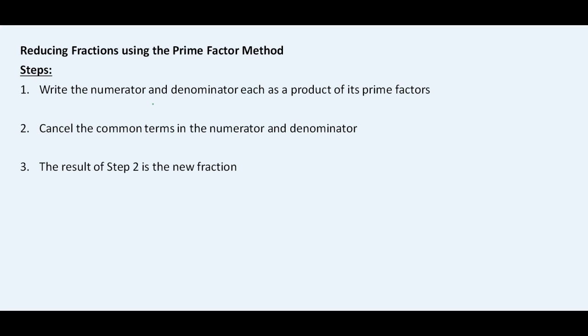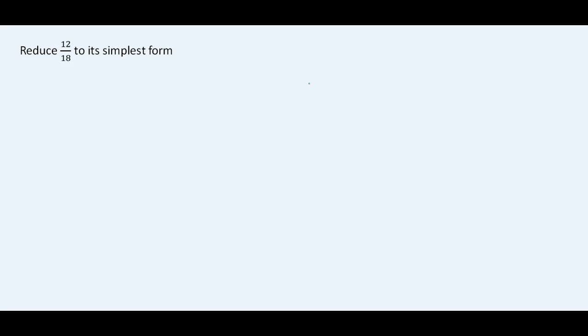Now, to reduce a fraction using the prime factor method, one of the first things you want to do is write the numerator and denominator as a product of their prime factors. Then you want to cancel common terms in the numerator and denominator, and then whatever is left over you multiply together, and then you will get the fraction in its simplest form. So let's look at these steps and apply them in solving some examples.